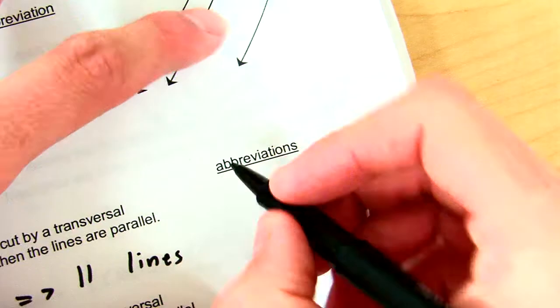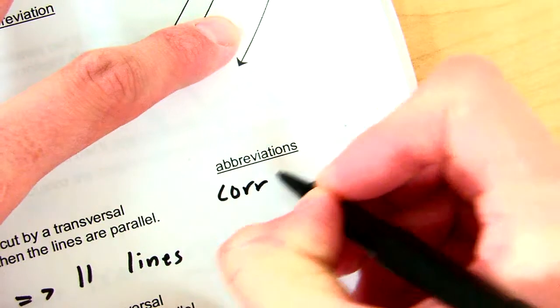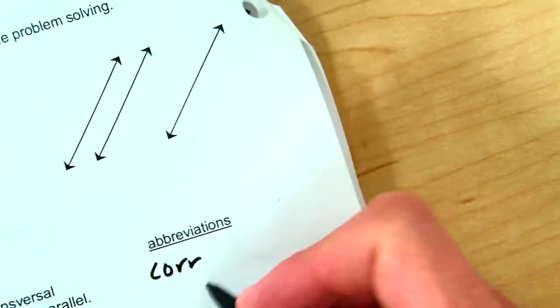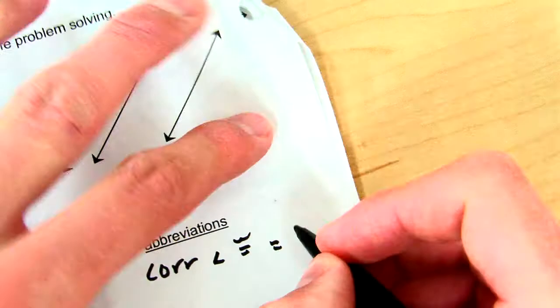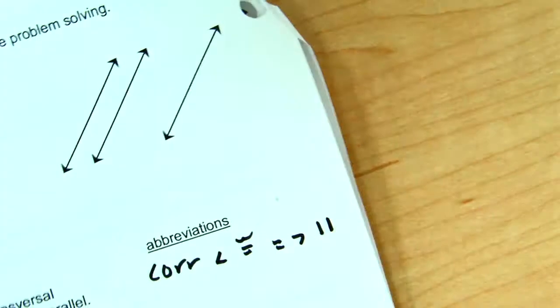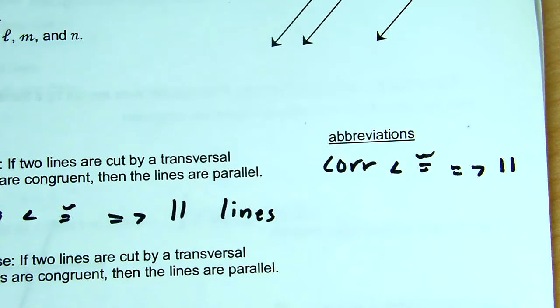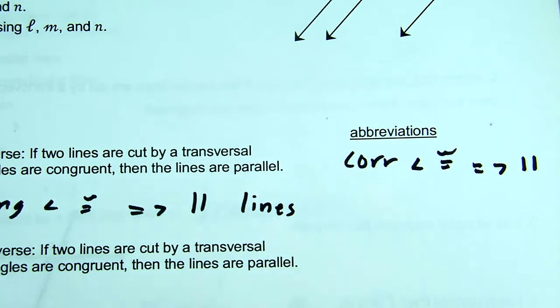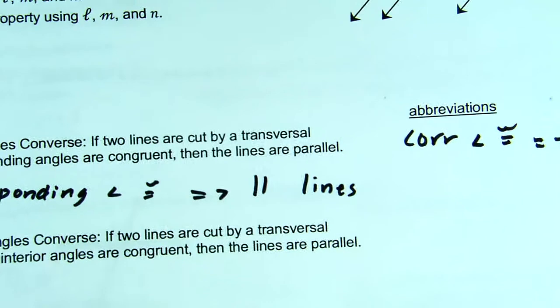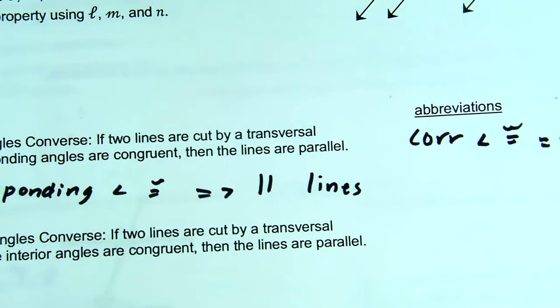Okay, and if you want an abbreviation of that for your theorem table, you can just put it like this: corresponding angles congruent, then parallel. So it's the same theorem. If you know one, you know the other one. You just switch the order of it. And that is also going to be true for the alternate interior angles converse as well.